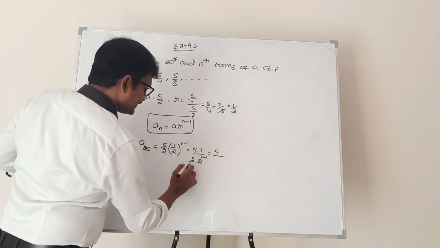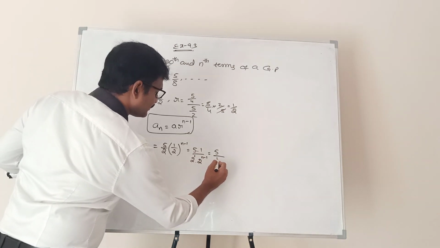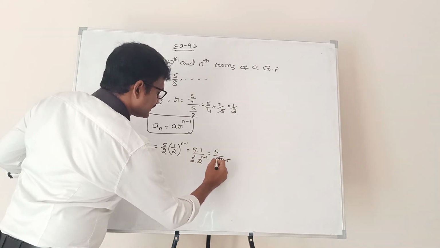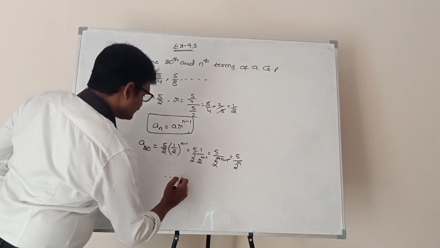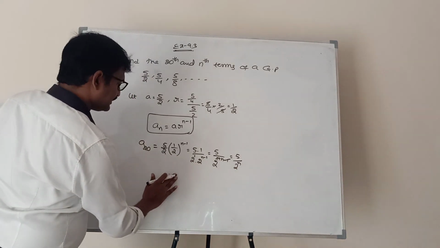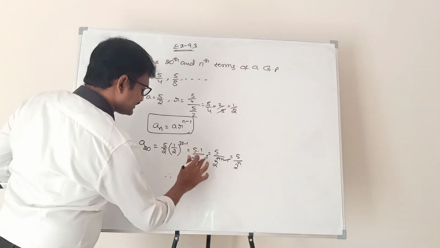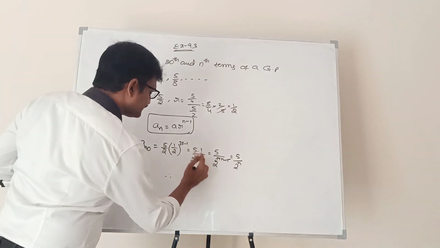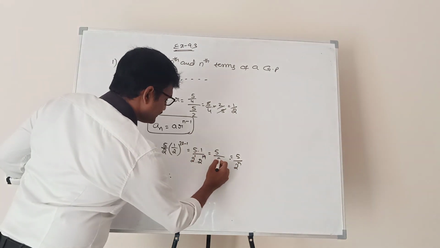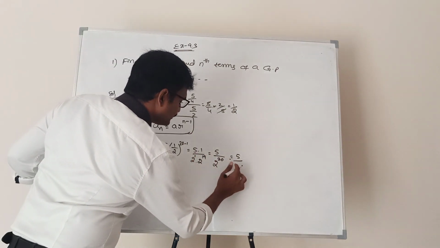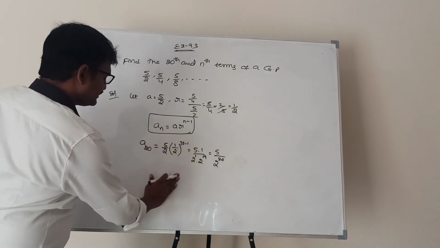5 by 2 into 1 by 2 power n minus 1. The bases are equal, so add the powers. 2 power 1 plus n minus 1, the plus 1 and minus 1 get cancelled. 5 by 2 power n. Here we want the 20th term, so the n value we should replace with 20. 20 minus 1, that means 19. 2 power 1 plus 19, 2 power 20. 5 by 2 power 20 is the answer. 5 by 2 power 20 is the 20th term.